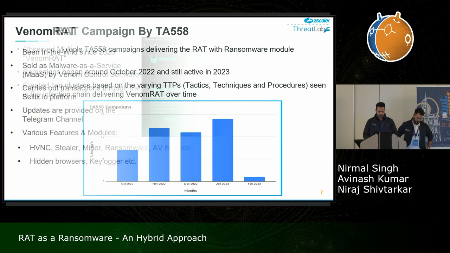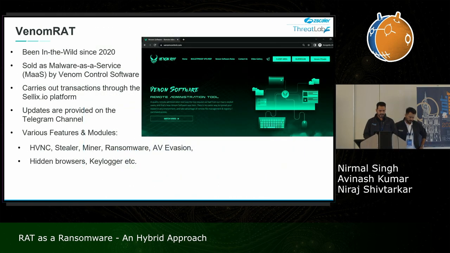Here we have some more details about the RAT. Venom RAT is developed by Venom Control Software, and they are selling it as malware as a service. They share updates on Twitter, and this particular RAT has features like, as I mentioned, a ransomware module. They have AV evasion, keylogging, and all of those things.